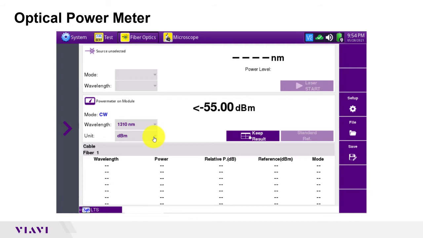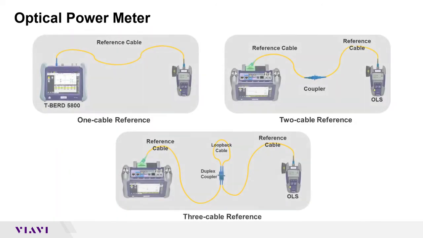I have already cleaned and inspected my OTDR port, patch cable and fiber under test. I set my wavelength to match the fiber under test and set unit to dBm. When I connect to the fiber under test, the power level is shown in the large font in the center of the screen. I will now demonstrate how to measure optical insertion loss, or relative power.